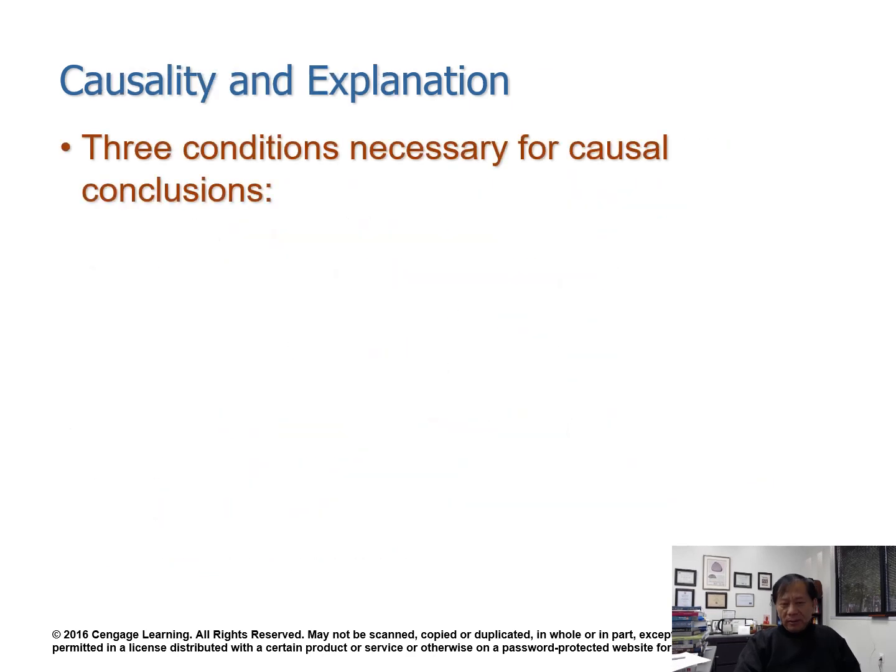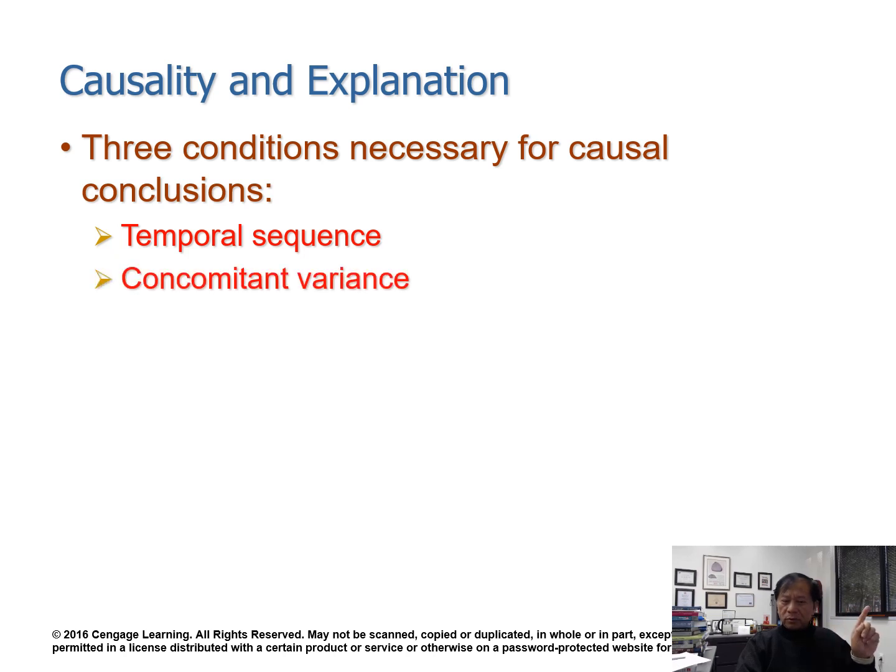Causality and explanation. To establish causality, you need three conditions. First one, temporal sequence: cause first, then effect. Second, concomitant variance: the two have to change together. And then non-spurious association.